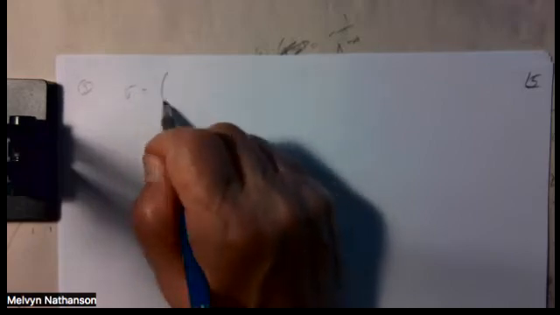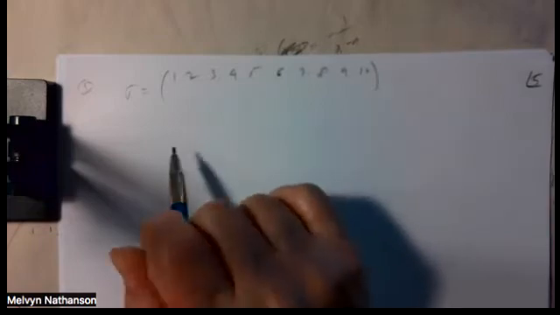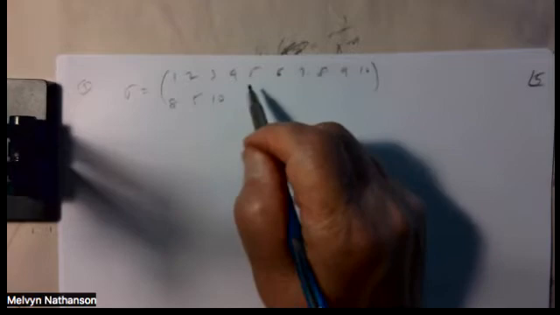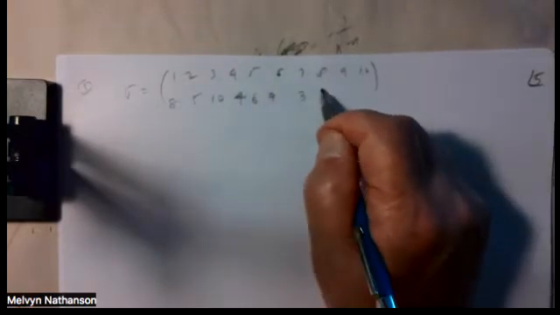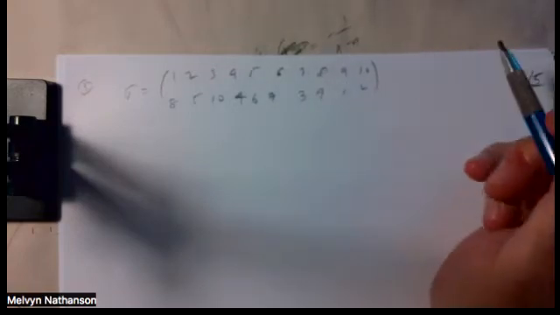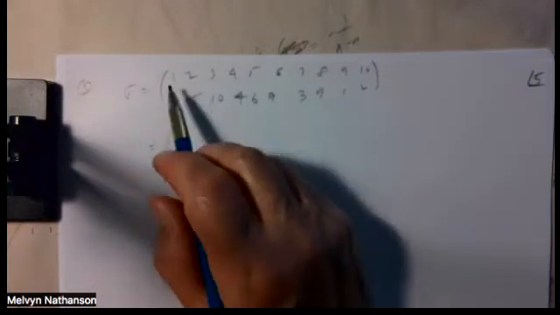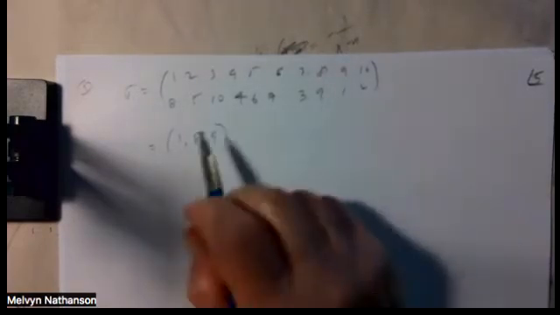Problem 5, we're looking at permutations in the symmetric group S10. So sigma is the permutation 8, 5, 10, 4, 6, 7, 3, 9, 1, 2. To write this as a product of disjoint cycles, you can just take an element and start to follow it around. 1 goes to 8, 8 goes to 9, 9 gets sent back to 1. So there's a 3-cycle.